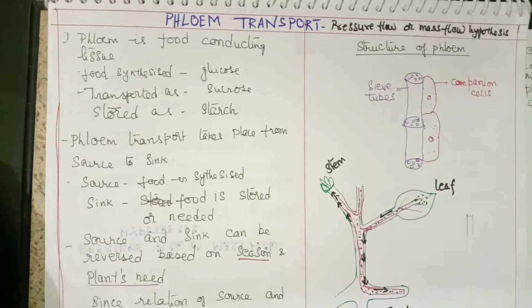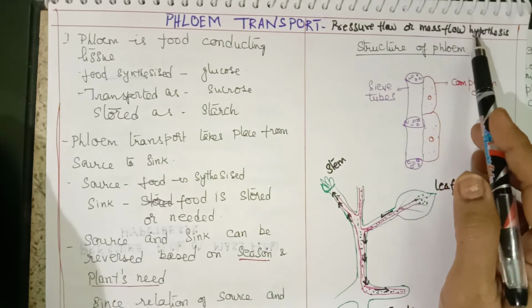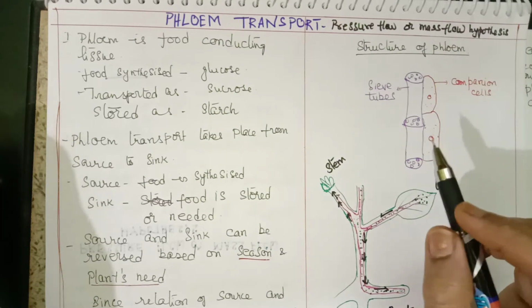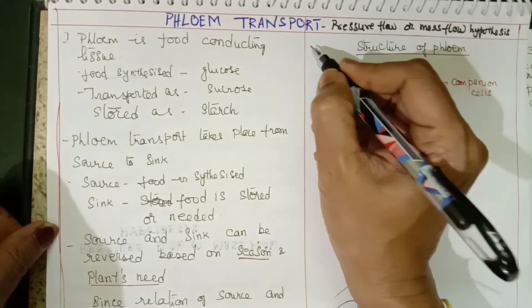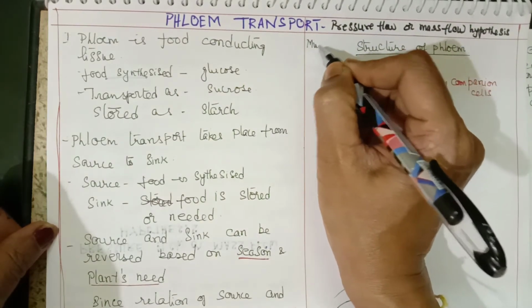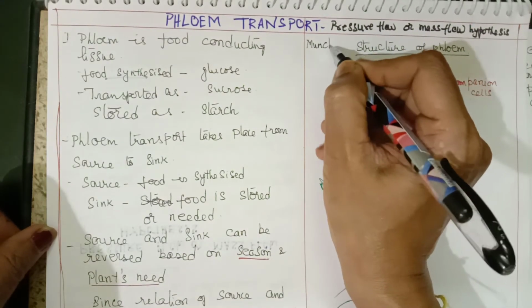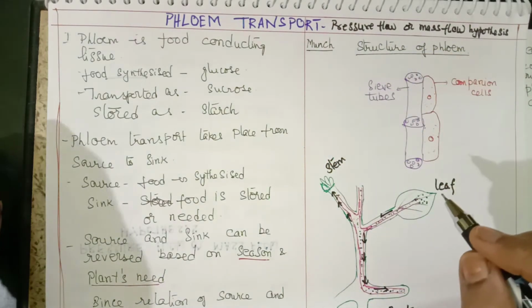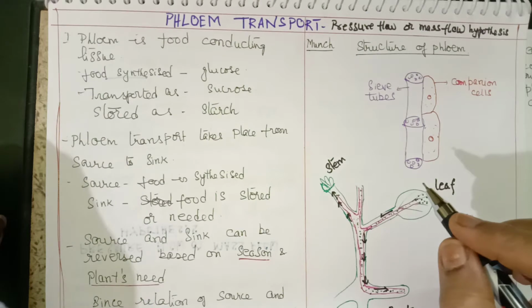Today we are going to discuss phloem transport, that is how food is conducted through phloem, which is explained by the pressure flow or mass flow hypothesis. This pressure flow or mass flow hypothesis was proposed by the scientist Munch. Therefore, this is also called the Munch flow or mass flow hypothesis.